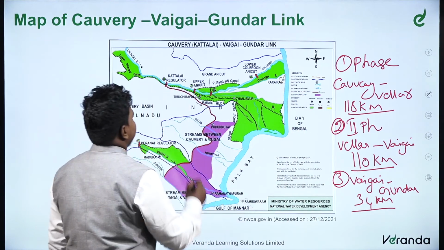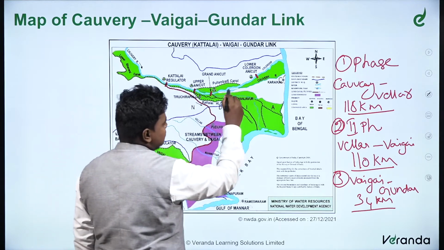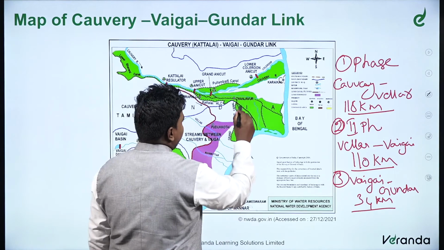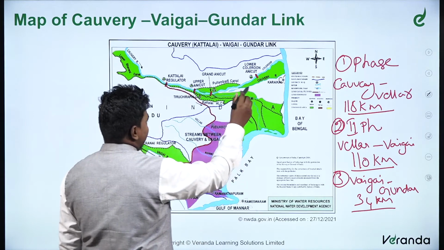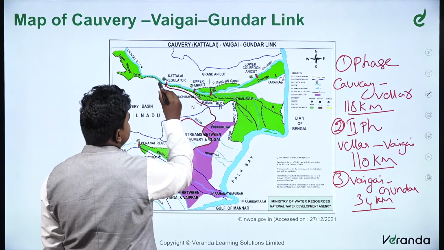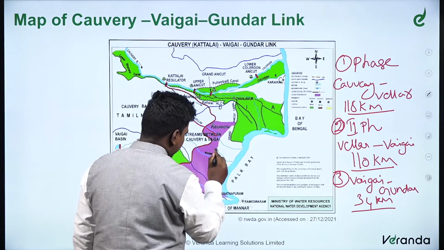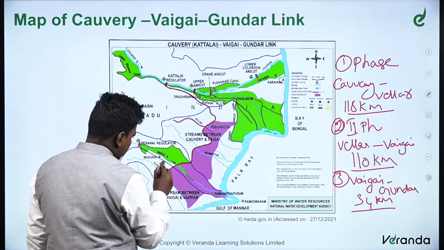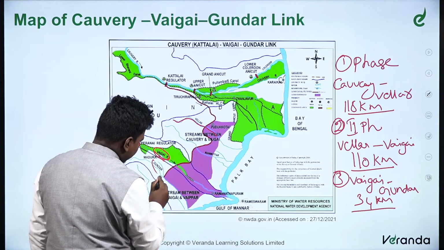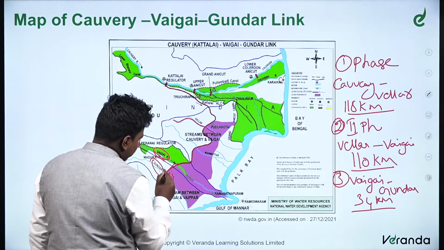So, we see that this is the Cauvery river, this part. So, this is the Cauvery basin. Every part of this, we call this a delta, right? So, this part is actually drained by the river Cauvery, and here we see Vellaru. So, initially this Cauvery and Vellaru will be connected, and then this Vellaru along with the Manimuttar will be connected to the Vaigai river, which is here. And finally, the Vaigai river will be connected with this canal, which is 34 kilometer, to Gundar.